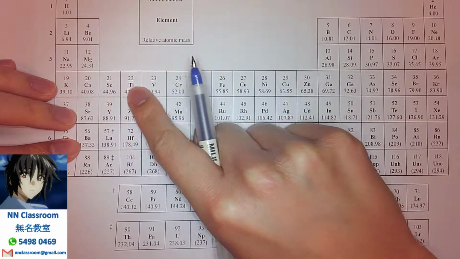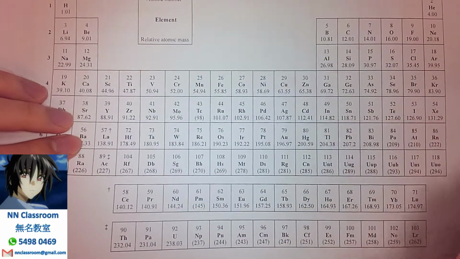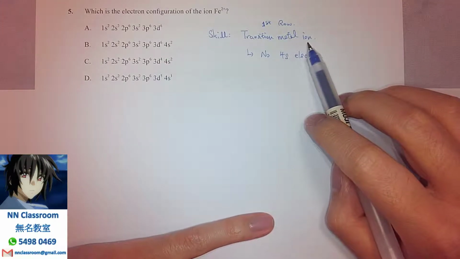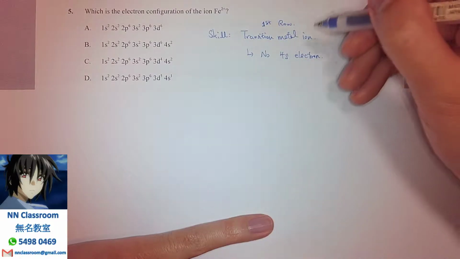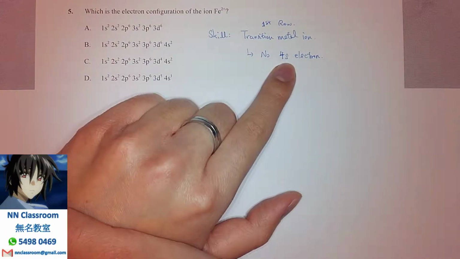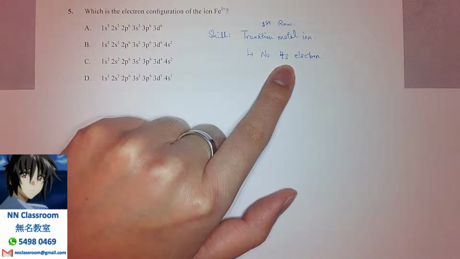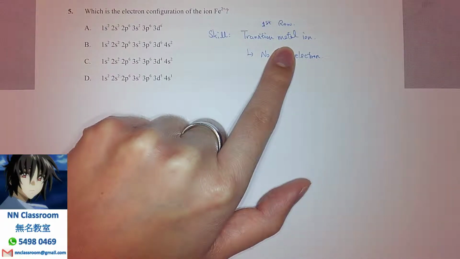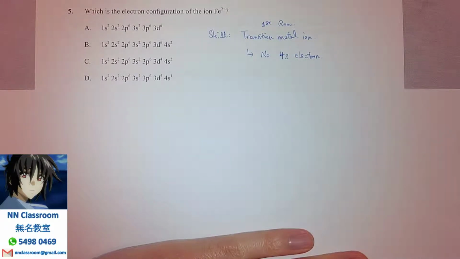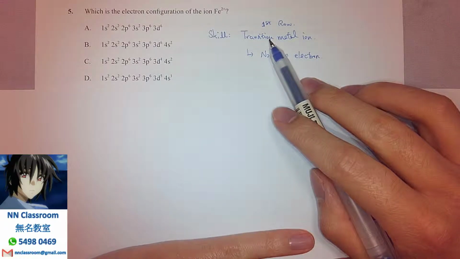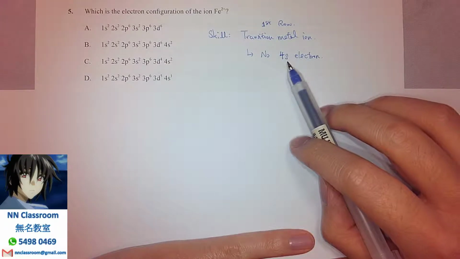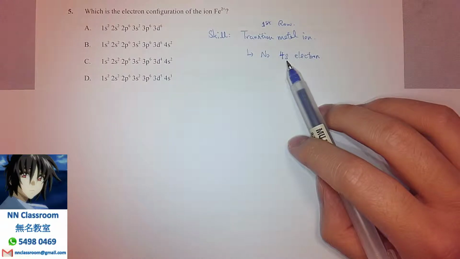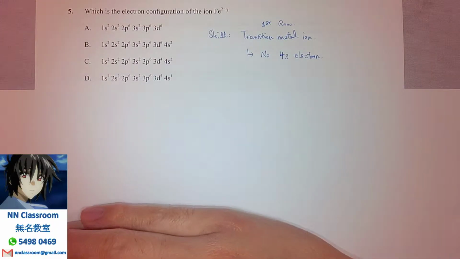So the characteristic of these first-row transition elements is that whenever they form ions, there won't be any 4s electrons, right? The reason is that 4s is the outermost shell electron, and whenever metals form ions, they take away the outermost shell electron. So that explains why metal ions from the transition row will always have the 4s electron taken away first.